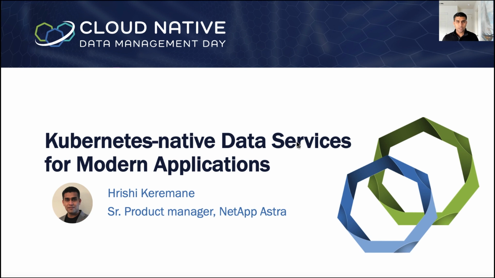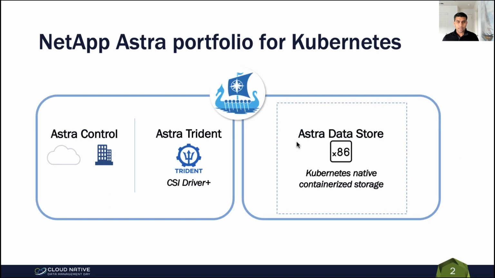Before we get into the data services, let's look at the NetApp Astra portfolio as a whole. We look at it as two different buckets: the control plane and the data plane. The control plane consists of Astra Trident, which has been out there for a while, which is our CSI driver allowing auto provisioning of volumes. Astra Control is built on top of it to provide end-to-end app data lifecycle management. Both of these are available on-prem as well as in the public cloud.